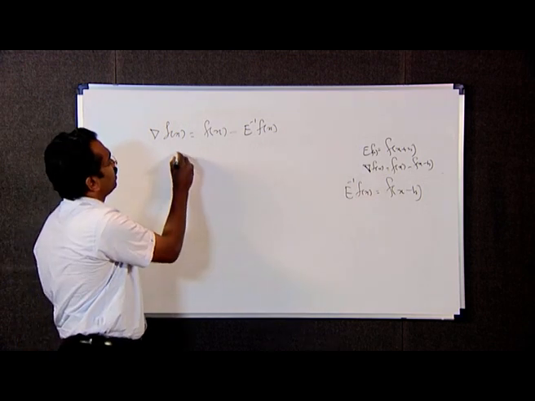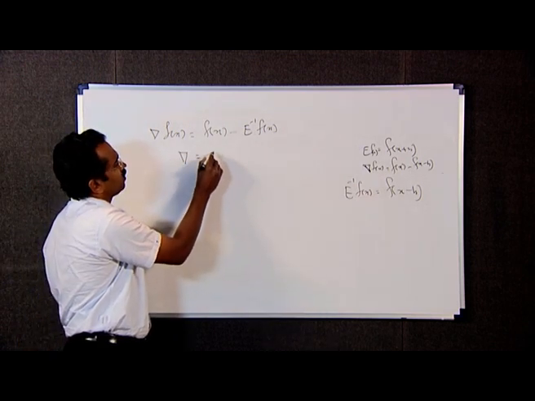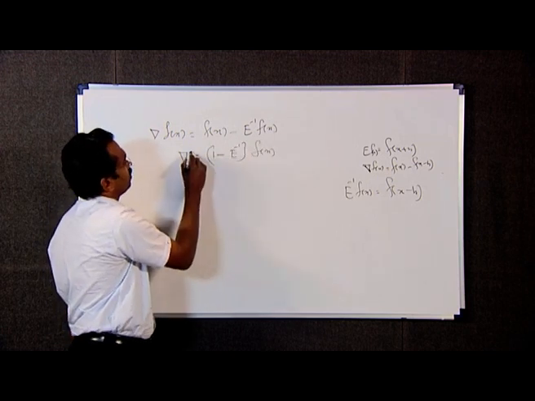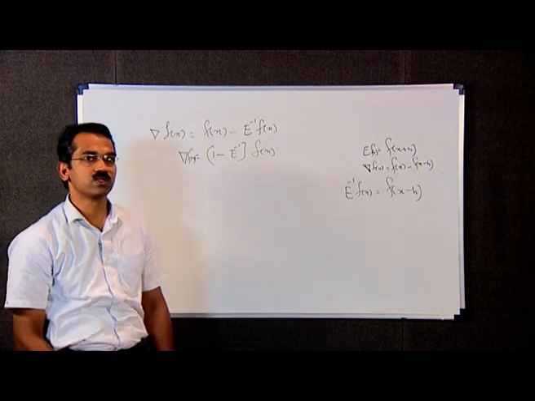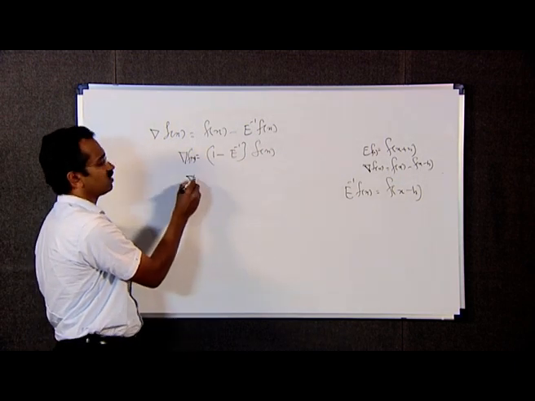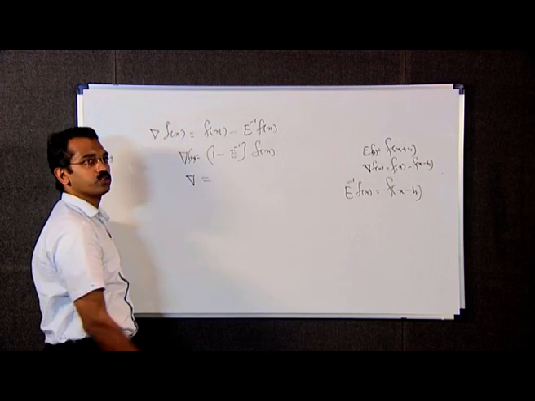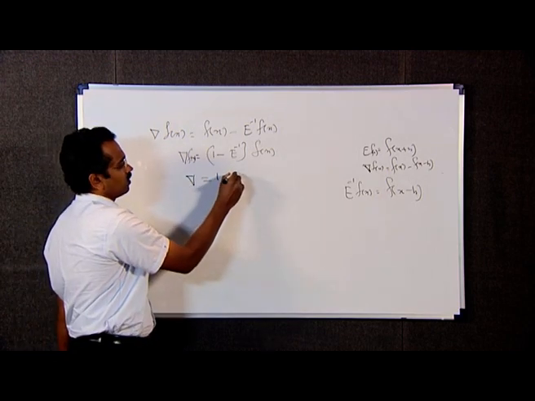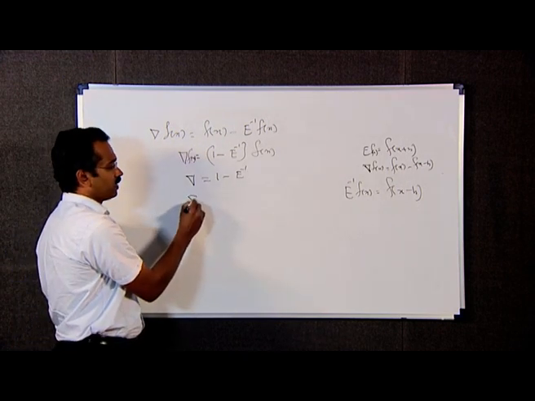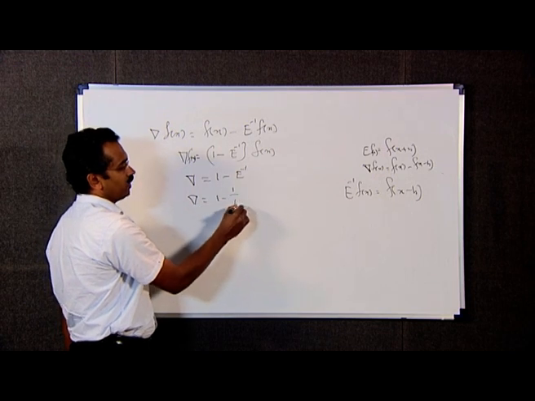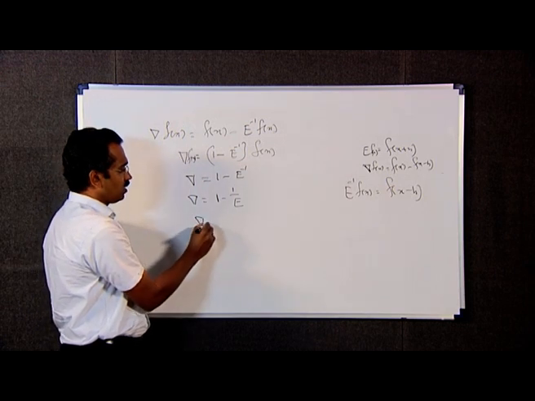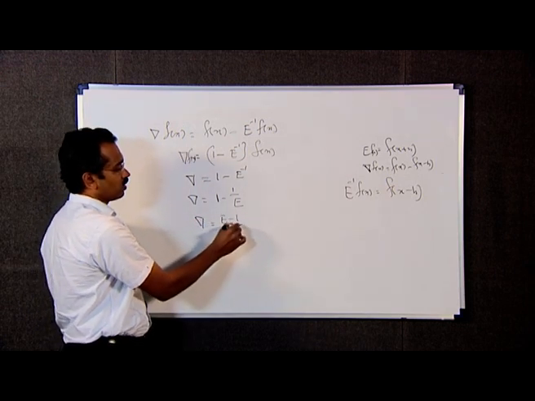That is, del f of x is equal to 1 minus E inverse of f of x. We can write the identity as del is equal to 1 minus E inverse. That is, del is equal to 1 minus 1 by E, since E inverse is 1 by E. That is, del is equal to E minus 1 divided by E.